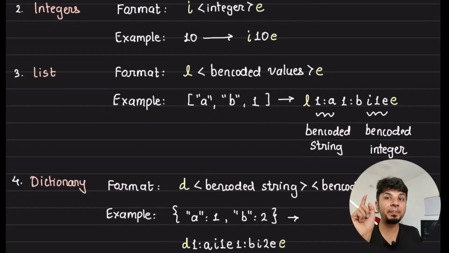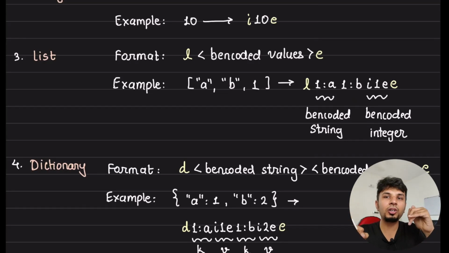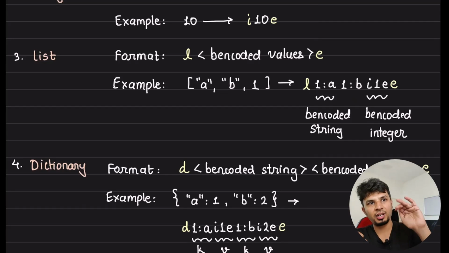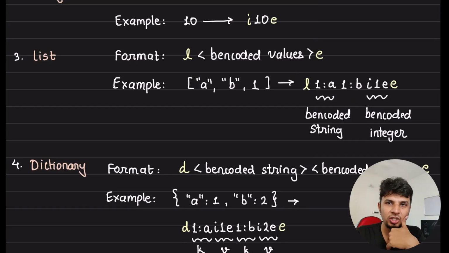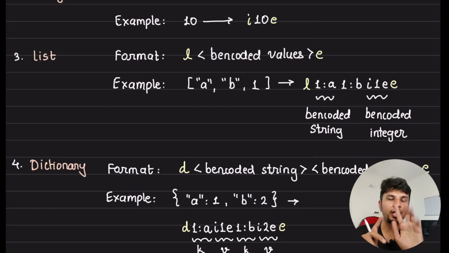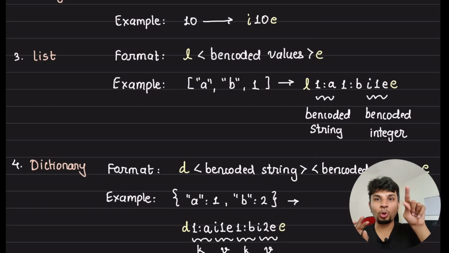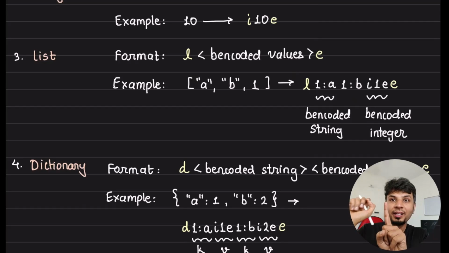Then the third type is list. A list could store any B encoded values. So B encoded values could be string, int, list, and dictionary. The format that a list holds is L, then B encoded values, and then E as an end of the list. So if I want to store a list of string A, string B, and an integer 1, I would have L, 1:A, 1:B, I, 1E, E.